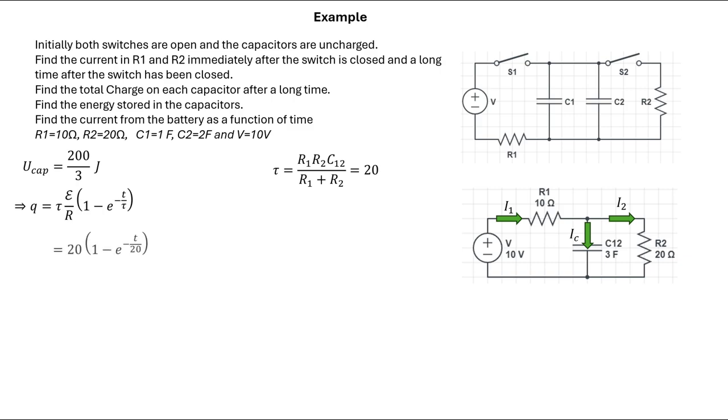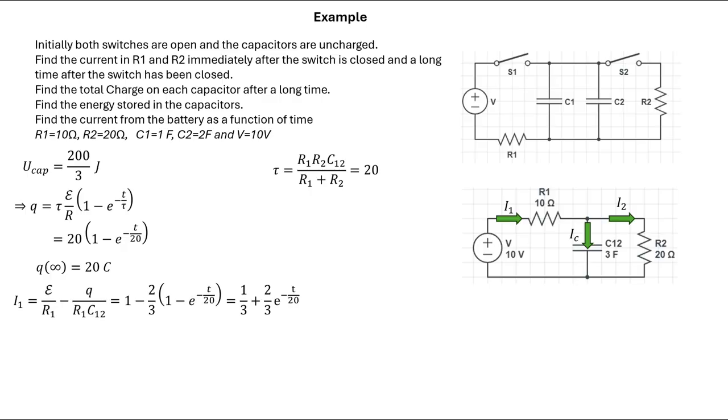Let's plug in some numbers. So this looks like 20 times 1 minus e to the minus t over 20. And one thing to note immediately is that eventually there will be 20 coulombs worth of charge on this parallel plate capacitor, which is exactly what we predicted in the first place. So that's our sanity check, right?